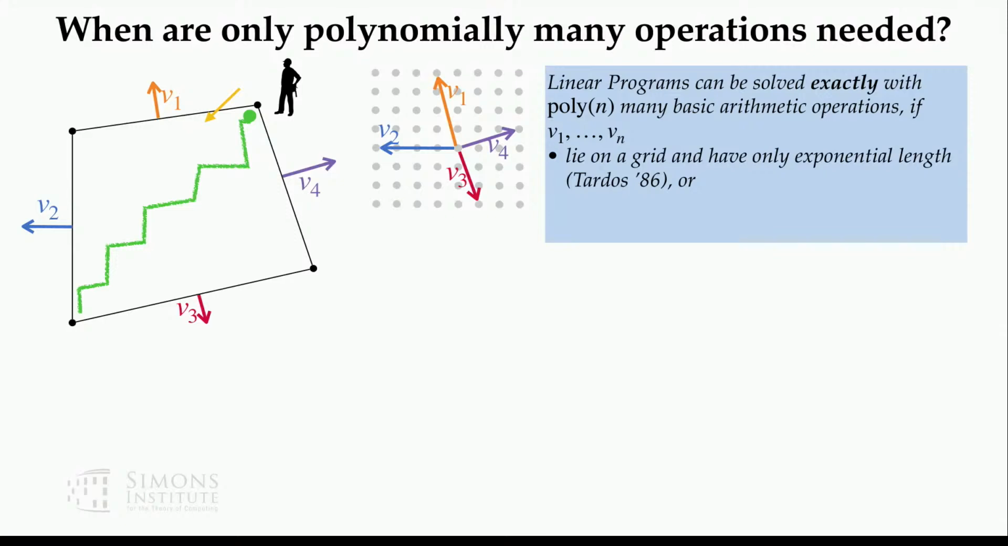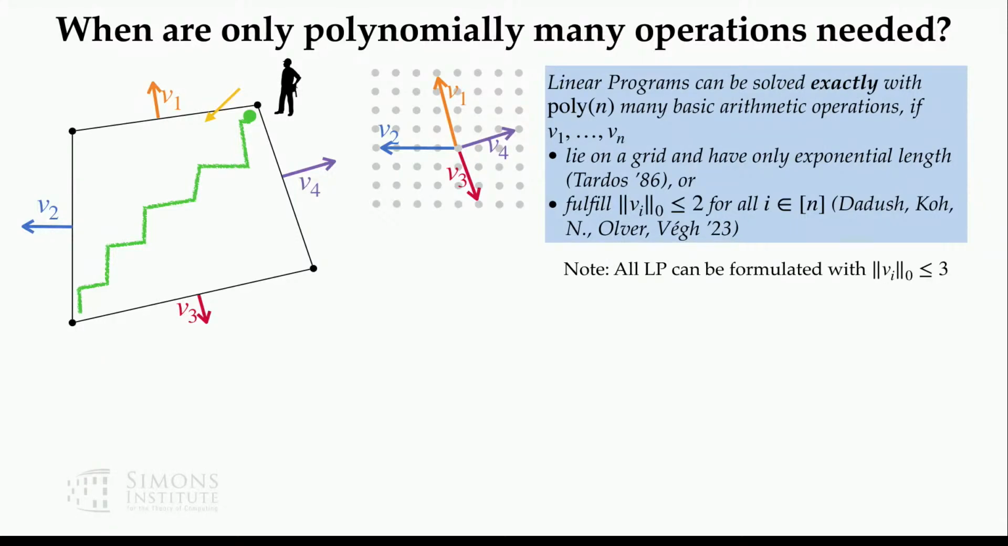And what we figured out in joint work with Daniel Dadush, Cédric Koh, Neil Olver, and László Végh is that if your vectors are sparse, as in their support is only two dimensions, then you can solve that problem also in strongly polynomially many steps, which for people who know the strongly polynomial world would mean strongly polynomial time. Okay, and as a note, all linear programs can be formulated with at most three non-zero entries per normal vector. So this is sort of the end of the line of parameterizing by number of non-zeros before you solve the whole problem of strongly polynomial LP.